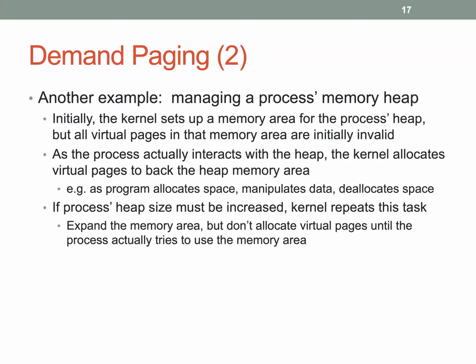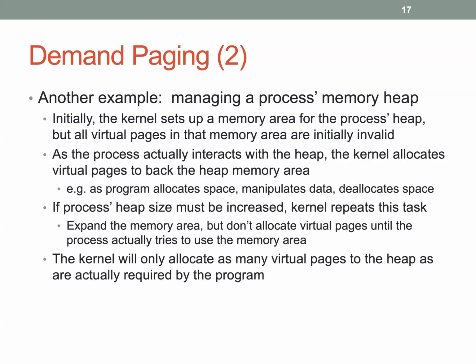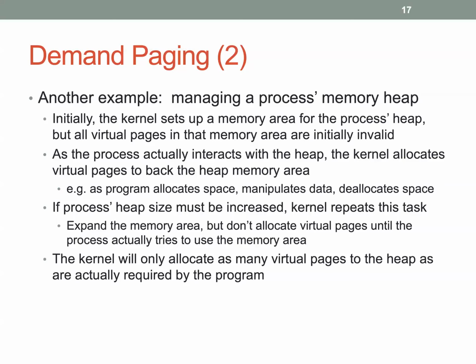Okay, so that's the idea. And if the process's heap needs to grow, I decide I need another 10 gigs for some reason, then the kernel can update the address map for the process, but it won't necessarily allocate frames until it knows that they're actually being accessed. So this is the beauty of this kind of mechanism. The kernel will only allocate as many virtual pages to the heap as are required by the program.